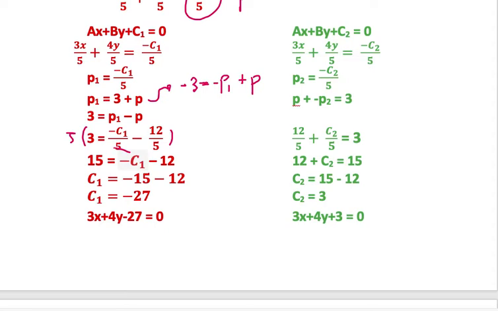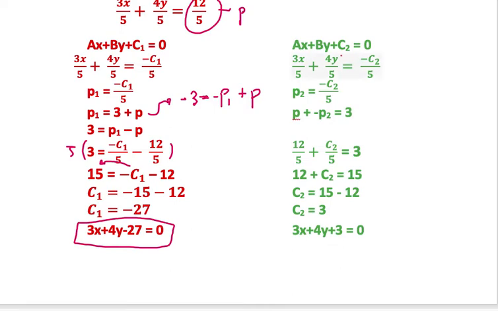So, I'm going to transpose A to the other side. So, from negative C sub 1, it will become positive C sub 1. Then, transpose 15 to the other side. So, that would become negative 15 minus 12. So, C sub 1 now will be negative 27. So, we just replace: 3x plus 4y, then minus 27 equals 0. So, this is the equation of the first line. So, let's proceed to the equation of the second line.